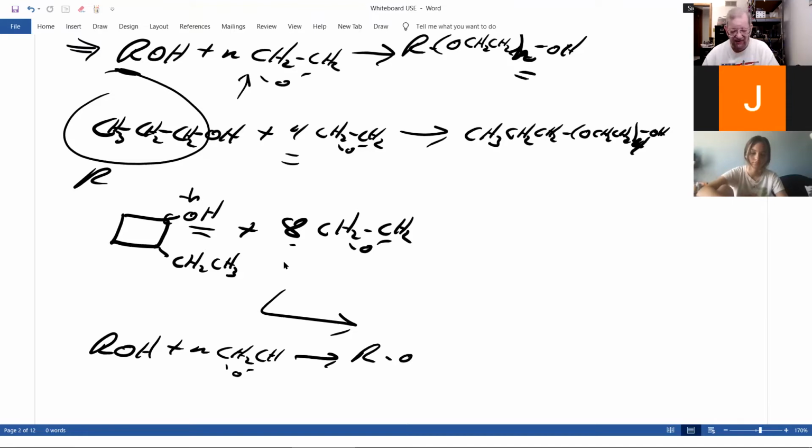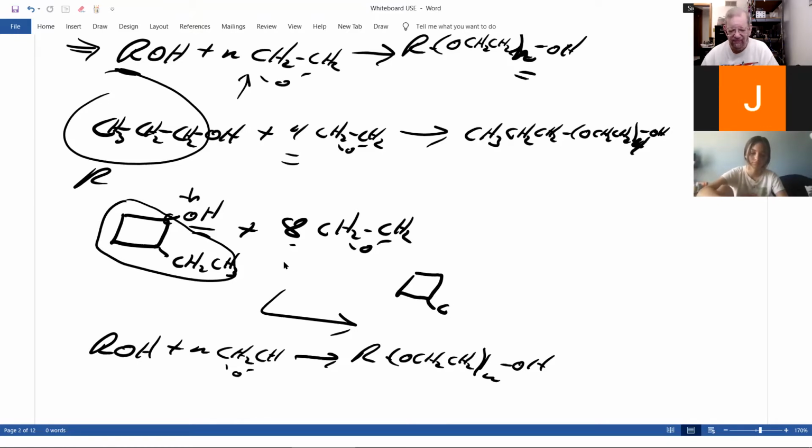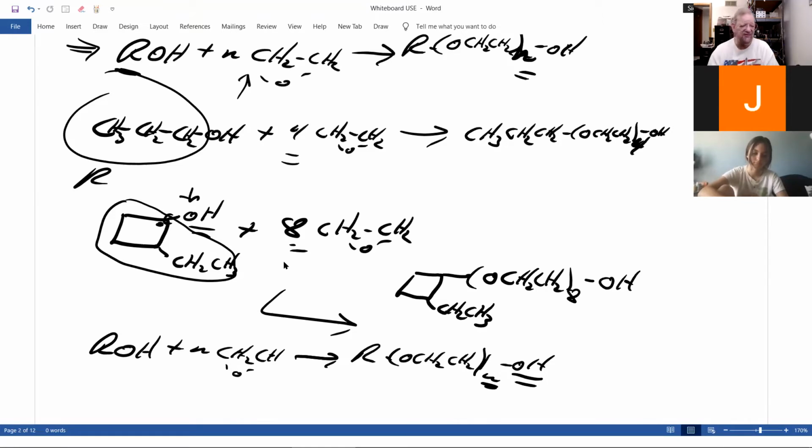You get this polyether alcohol. What's my R group? This right here, my ring with an ethyl group. Which carbon has the hydroxyl group? That one. That will be bonded to O, CH2, CH2. What's N? 8. And then remember, outside the brackets is your hydroxyl group. And that's how you do that.